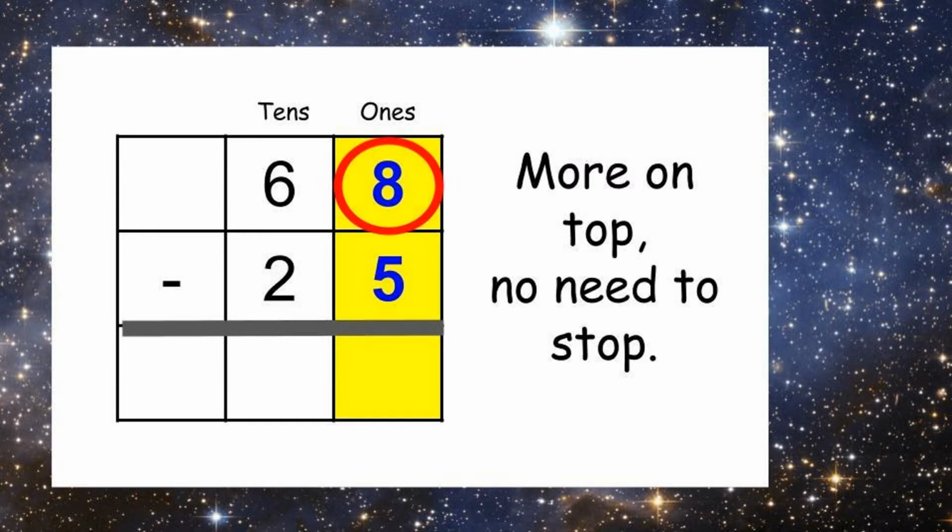Here's a poem that can help you decide whether or not you can subtract. Circle the largest number in the ones place. In this case, it's 8. So the poem is, more on the top, no need to stop. So since we don't need to stop, we can just subtract 8 minus 5.